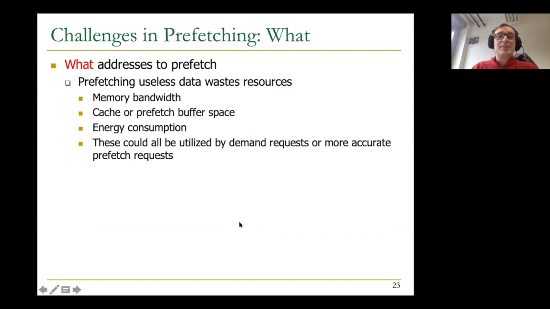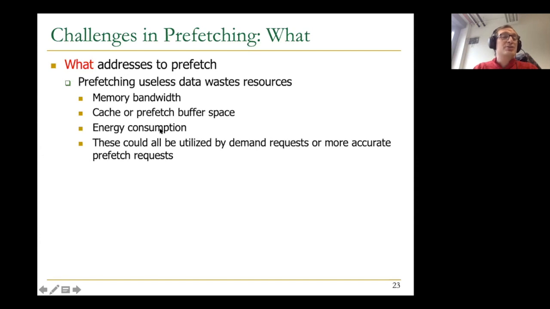Okay, so let's talk about these different questions. These are questions, but also challenges. I mean, all of the prefetchers actually have to answer it. But if you want to do a good job, it's a challenging thing to answer overall. So what actually is the question of what addresses do you prefetch? And this is important clearly because you don't want to prefetch useless data because that wastes resources, that wastes memory bandwidth, that wastes cache or prefetch buffer space that could have been utilized for something useful like demand requests or other useful prefetch requests. Clearly that wastes energy consumption.